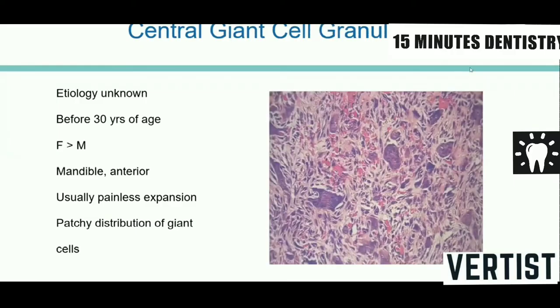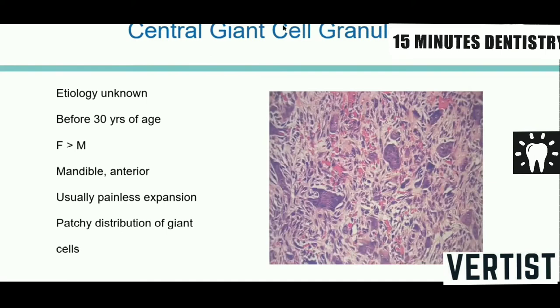Its etiology is unknown. It occurs again more commonly in females than the males. Mandible being affected more commonly, it occurs in the angle ramus area more commonly. It is an expansile destructive lesion, and histopathologically it shows a background of granulation tissue with patchy distribution of multinucleated giant cells.